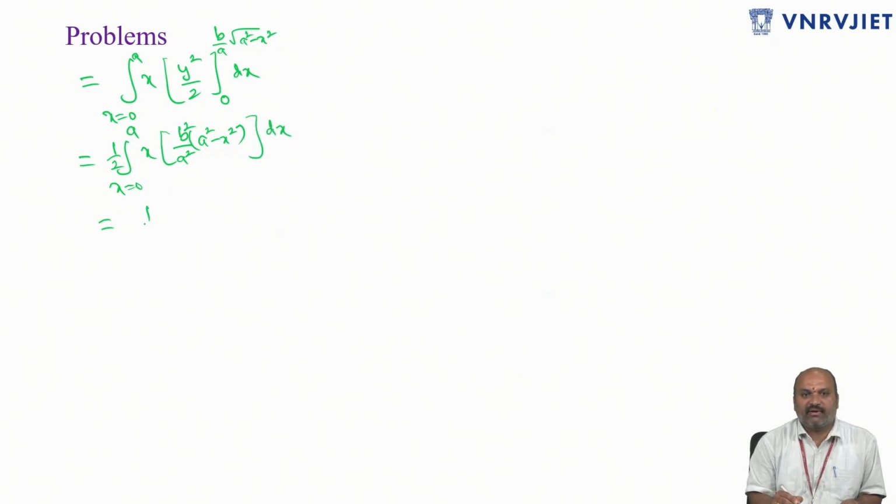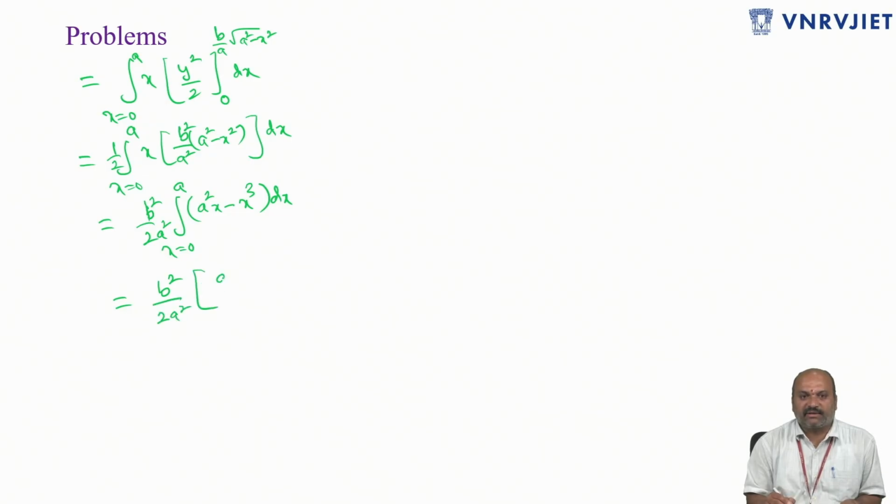This is equal to x, 1 by 2, integral x from 0 to a. This a square also we can write outside, so b square by 2a square, into (a square x minus x cube) dx. Now, integrating with respect to x: the integral of a square x is x square divided by 2, and of x cube is x power 4 divided by 4, with upper limit a and lower limit 0.